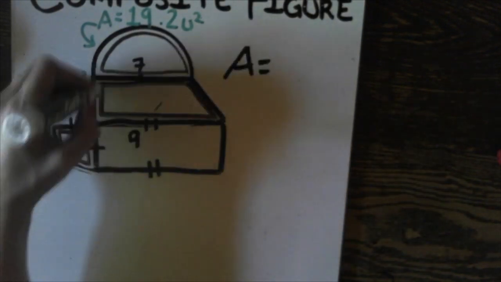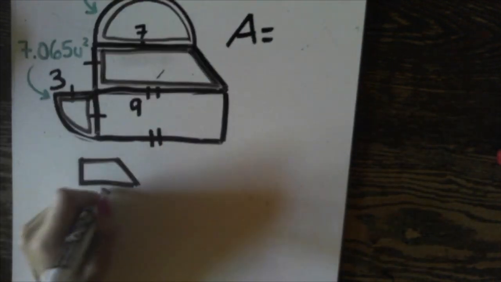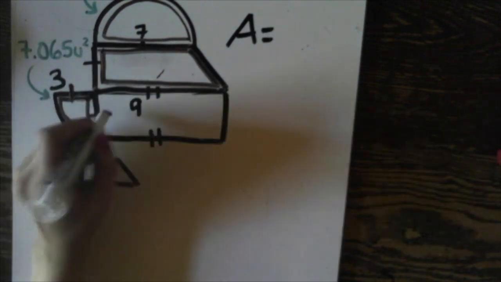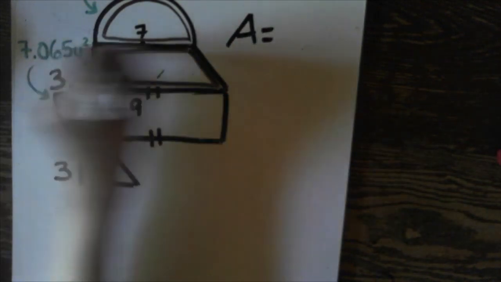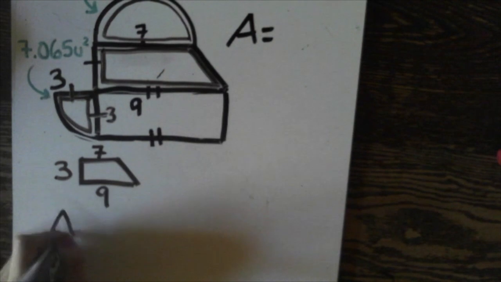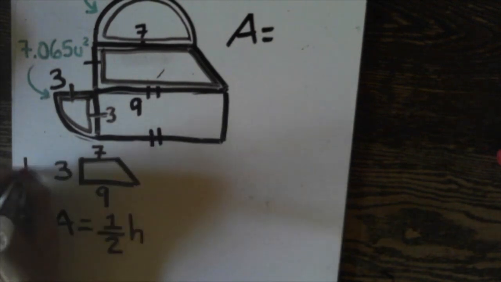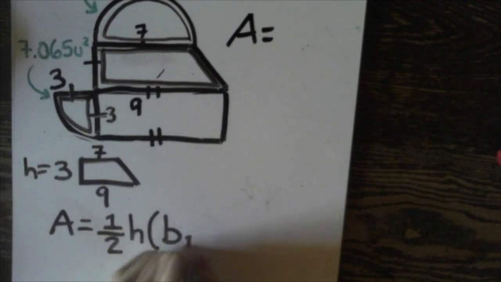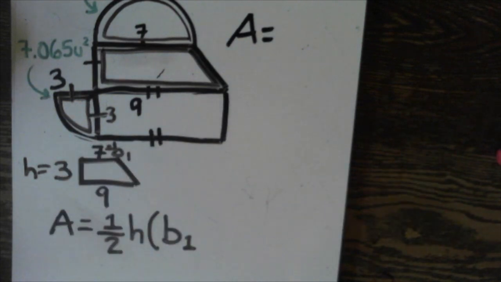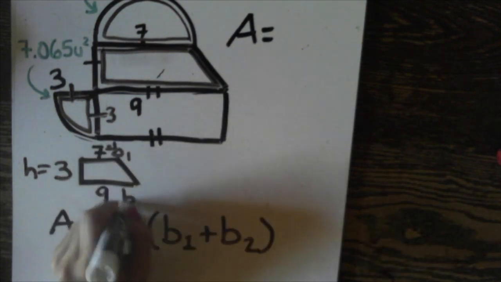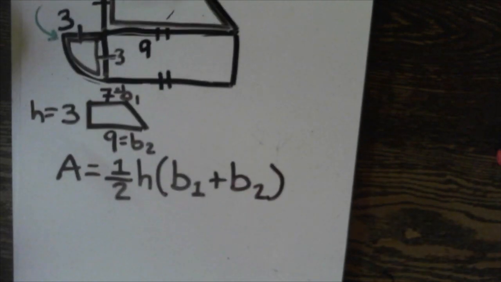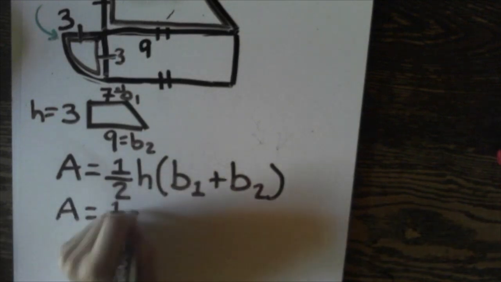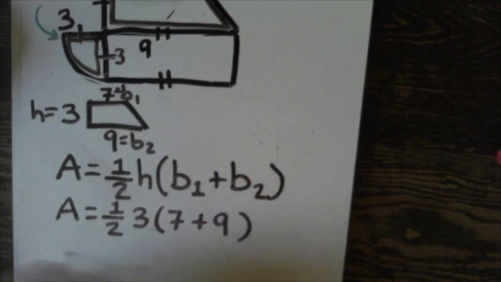Moving on to this trapezoid, we see that the height is 3 because we have some congruent sides, and we have 2 bases. Base 1 is 7 and base 2 is 9, or the other way around. Well, let's plug in our values. Area is equal to 1/2 the height, which is 3, times the 2 bases, 7 plus 9. And 7 plus 9 is 16.